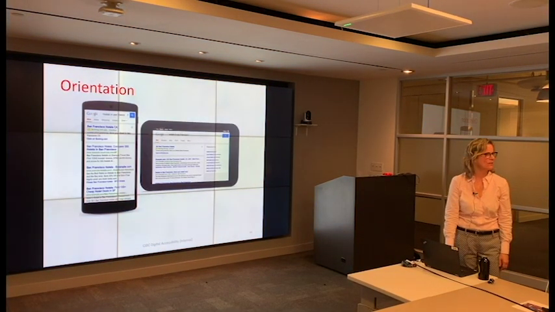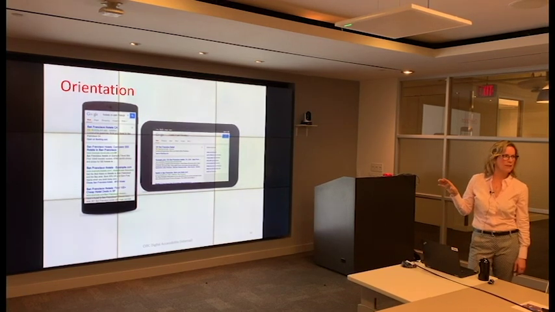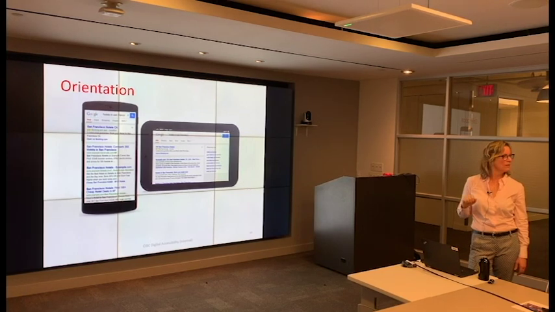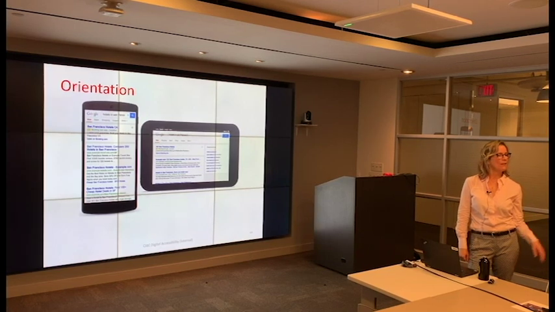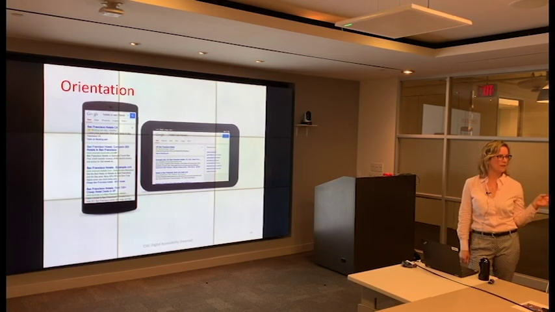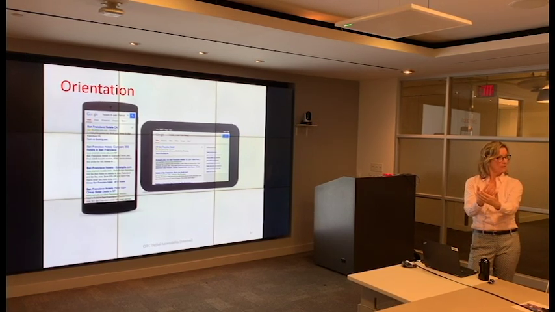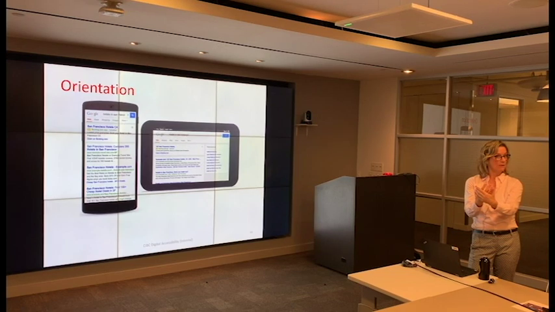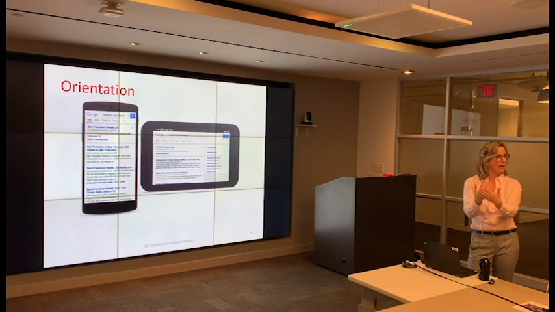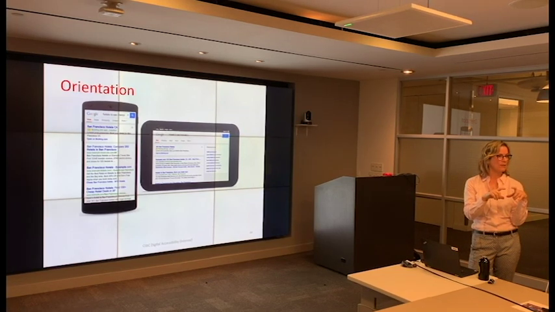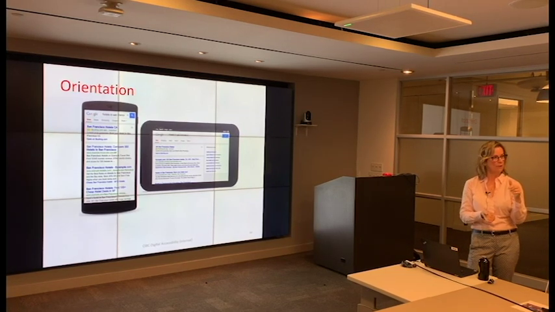So orientation. So we need to make sure everything is accessible in both landscape and portrait orientation. Does anyone have any thoughts as to why? So in the last session, Intro to Accessibility, we showed images of people in wheelchairs who had their devices mounted, right? Yeah, so they can't actually change the orientation. So it has to be possible to access all the information either one way or the other way.